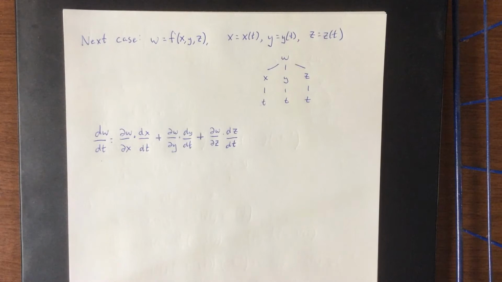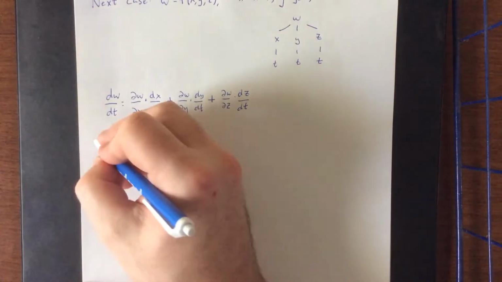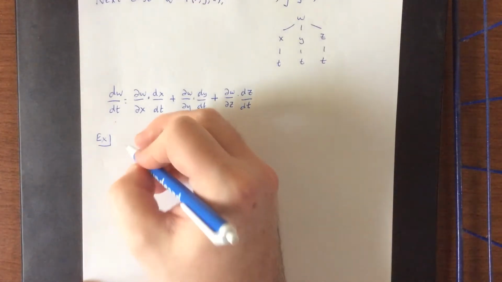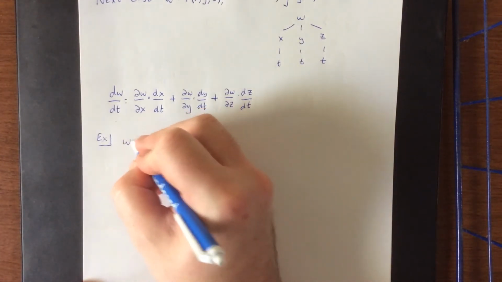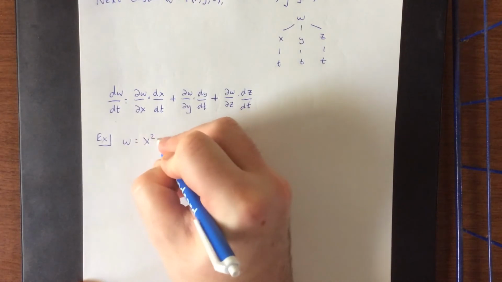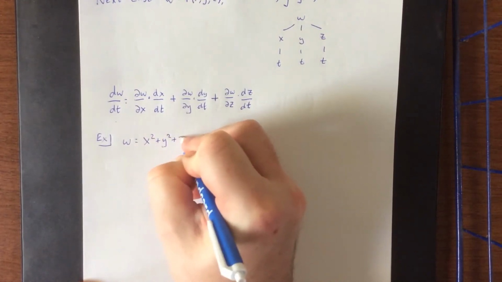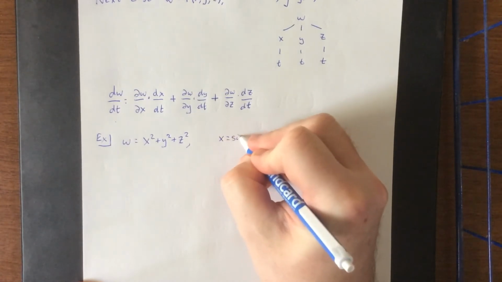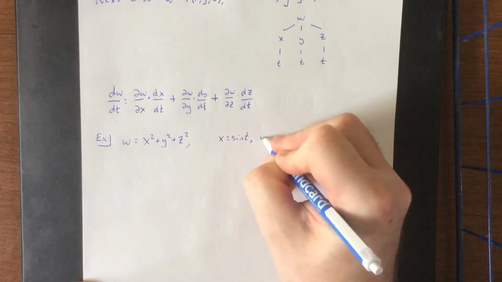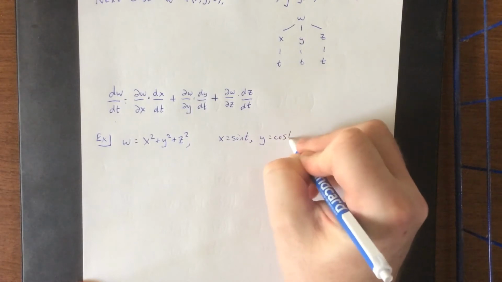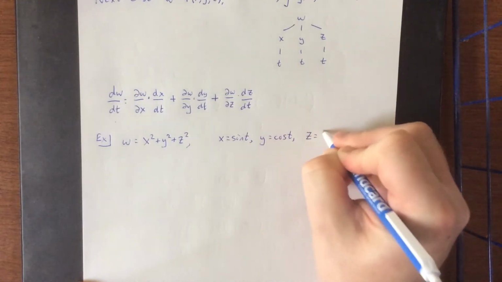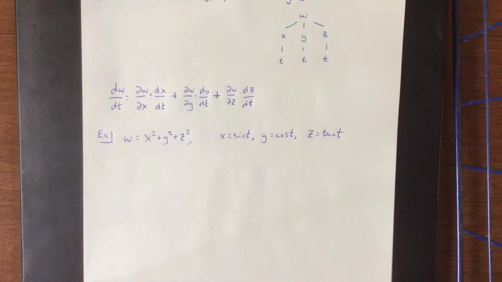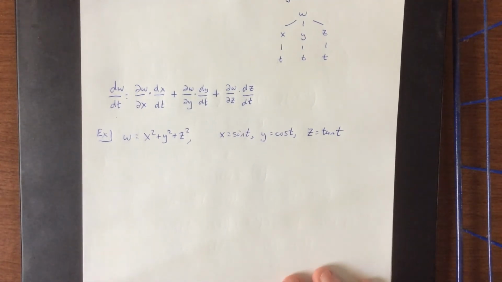Now to give you an example of one such case, I would like to consider the following. This time let's do w is equal to x squared plus y squared plus z squared, where x is going to be equal to the sine of t, y is going to be equal to the cosine of t, and z is equal to the tangent of t. This will help us get some practice with our trigonometric derivatives.